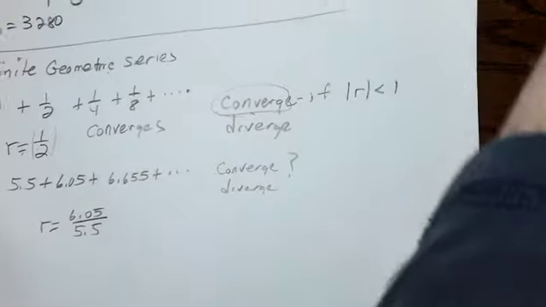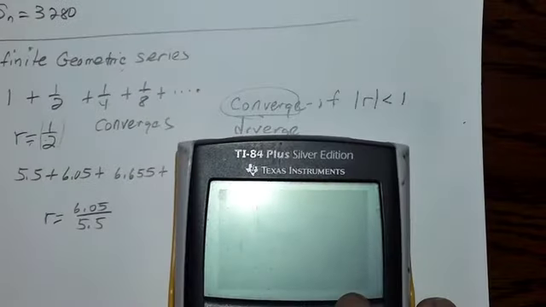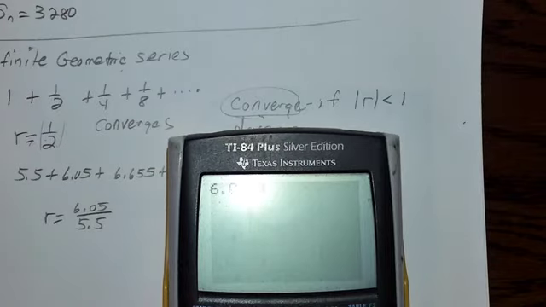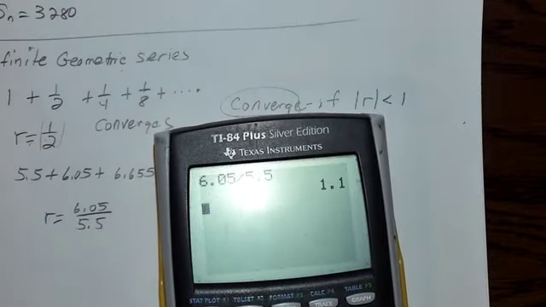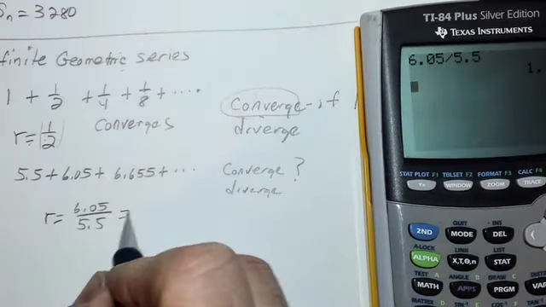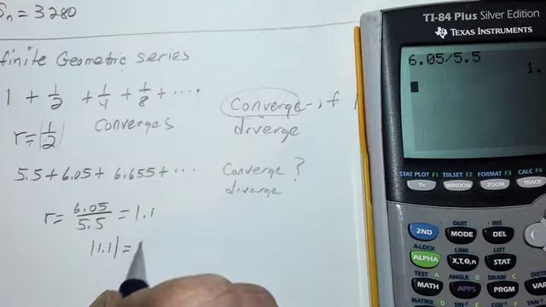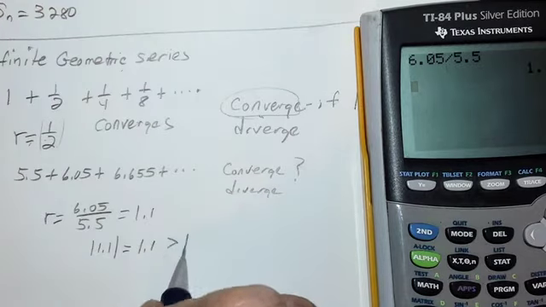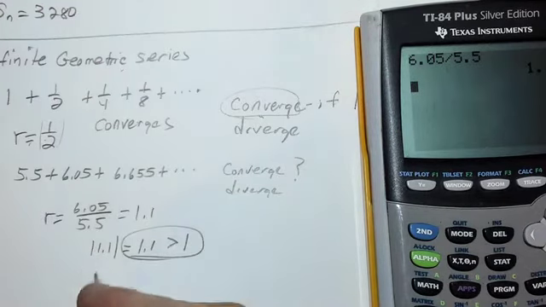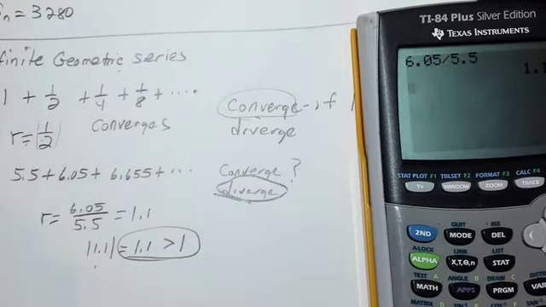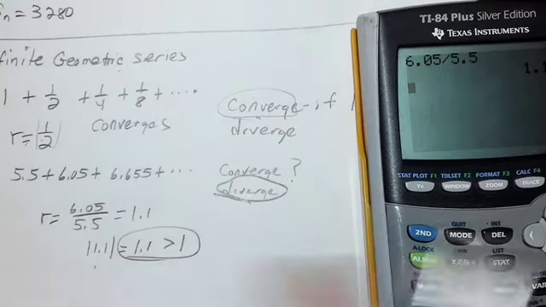So if I take my calculator and I go 6.05 divided by 5.5, I get 1.1. The absolute value of 1.1 is equal to 1.1, which is greater than 1, isn't it? That means that this series diverges. And there is no sum when it diverges. When it converges, there is a sum.